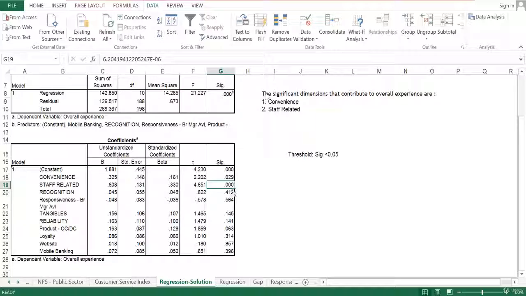So this is how, if I were a bank, I would concentrate. If I had to improve the customer service index, or the overall experience of the customer, I would first look into both these aspects, considering that they are the most significant dimensions contributing to overall experience. That is, the two variables which are found are convenience and staff related.